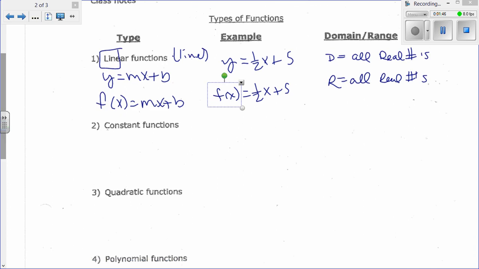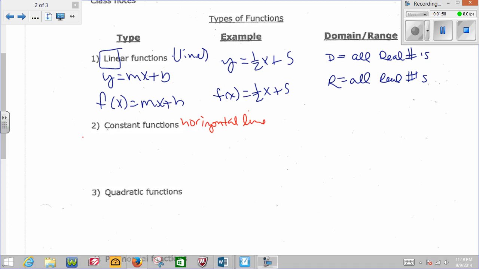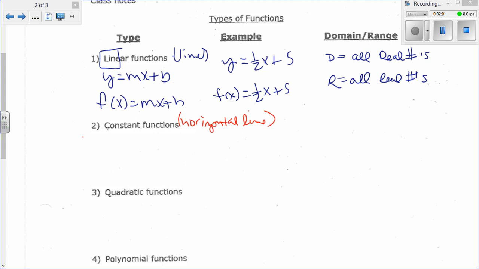A constant function is a horizontal line. Okay, so it's a horizontal line for a constant function. That's in the form y equals b, or f of x equals b. Just b is some constant. So an example would be y equals -4, or f of x equals -4.